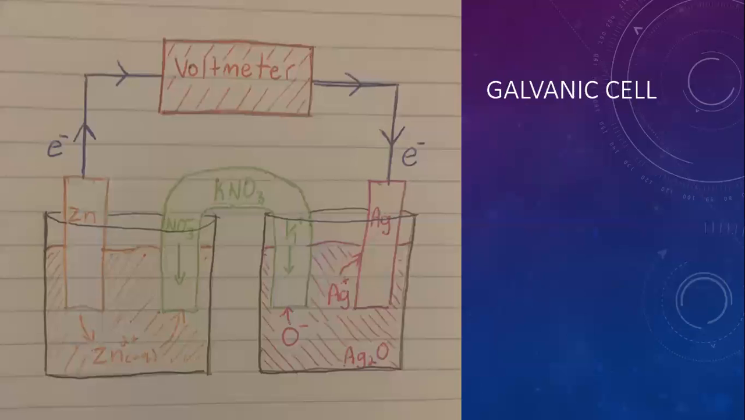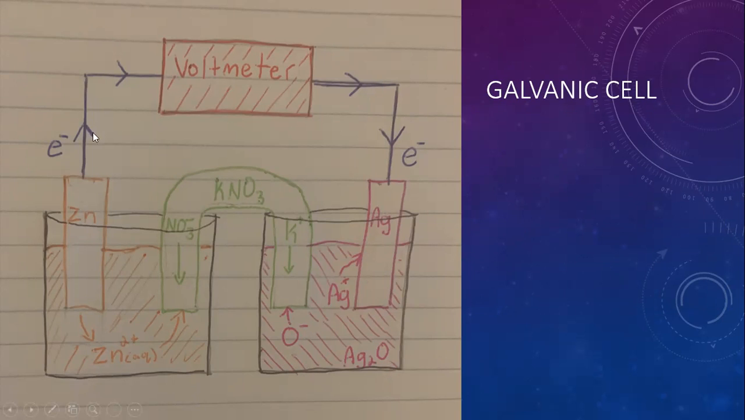the galvanic cell here. I'll just explain the process of how electricity is produced. Electrons are negatively charged and they will flow to the more positive side. So the cathode here will receive these electrons and the anode will lose the electrons.